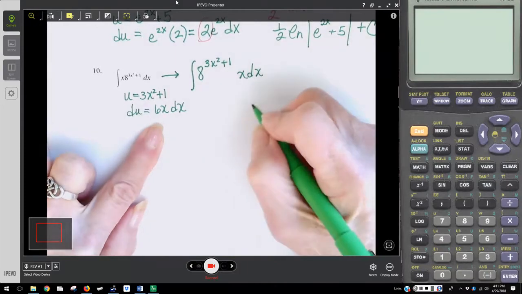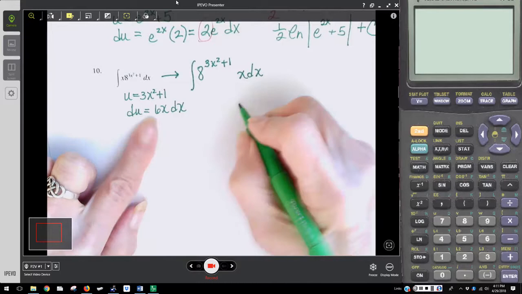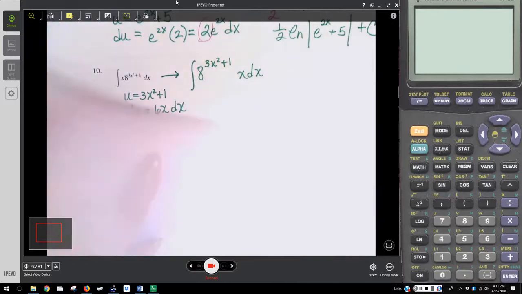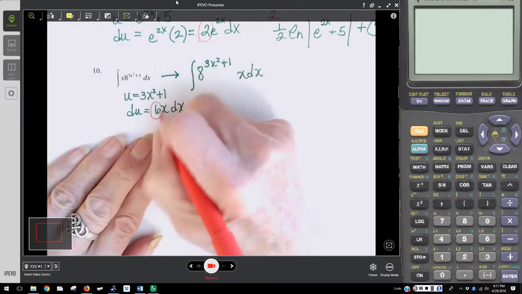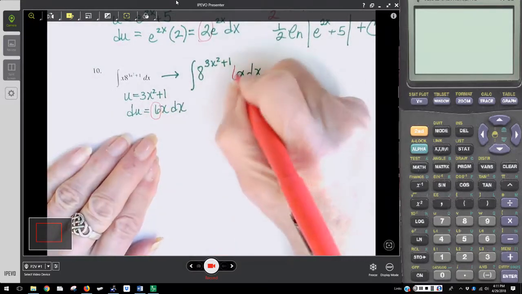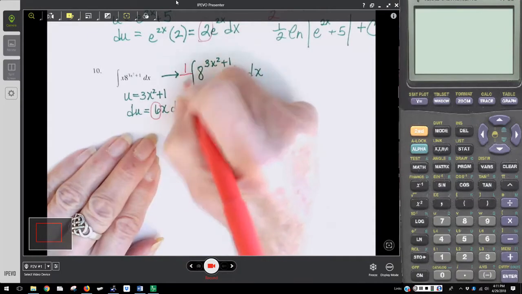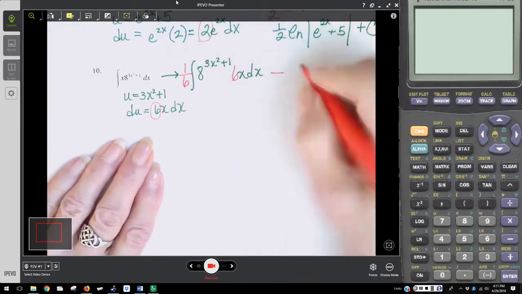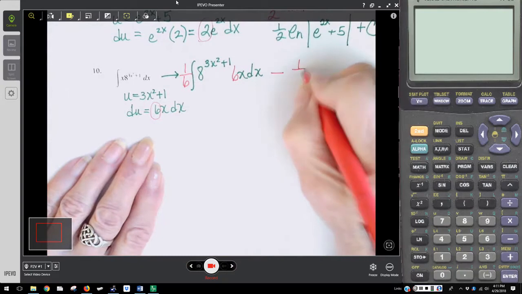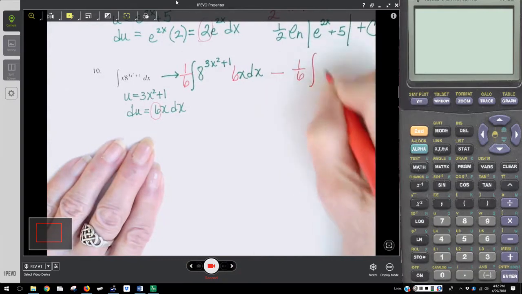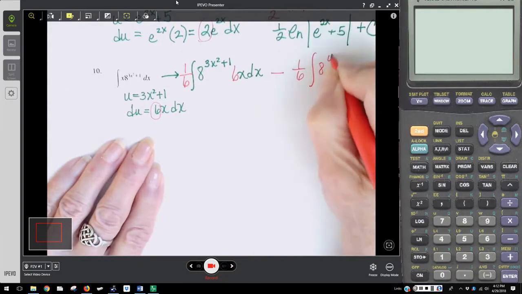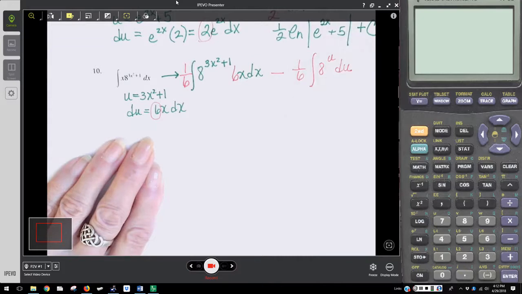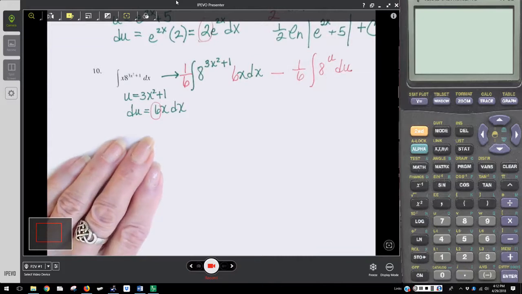So then what you need is the 6. So if you put the 6 in here, then you need to put 1 over 6 on the outside. Which means then that this integral is now 1/6 times the integral of 8 to the u power du, and you have everything you need.